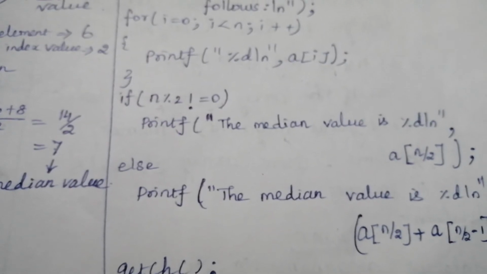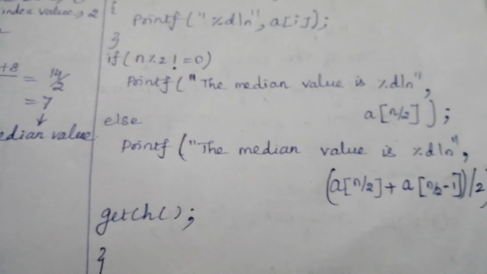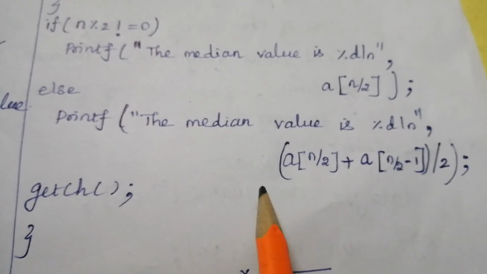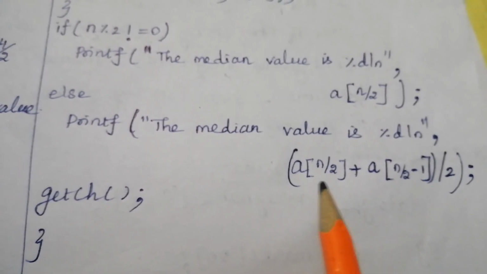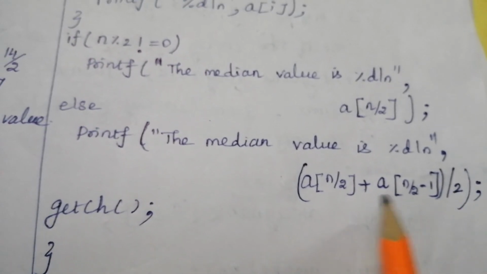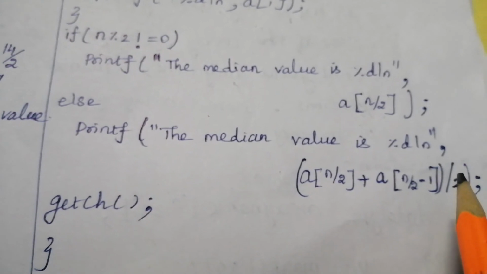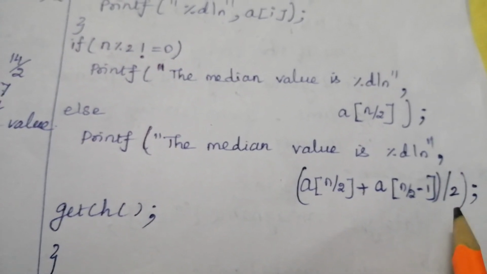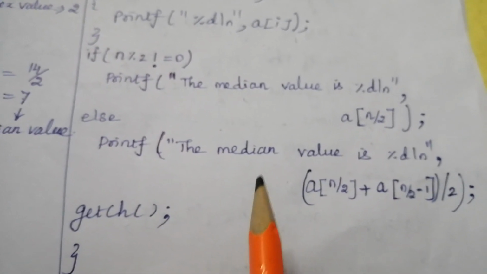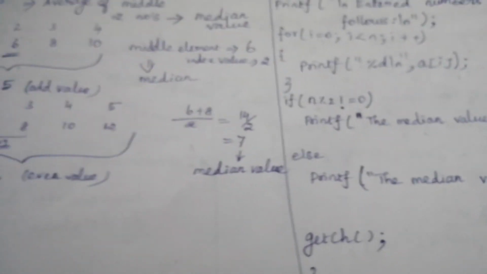Else, it means n is an even number. In that case, we have to find the middle two elements. They are calculated with the help of a of n divided by 2 plus a of n divided by 2 minus 1. Those two middle elements are added together and then we find the average by dividing by 2. This produces the median value for the corresponding numbers if n is an even number. So this is the way to calculate the median value.